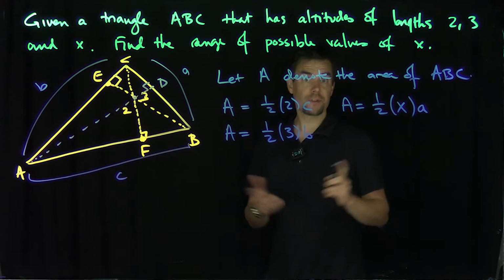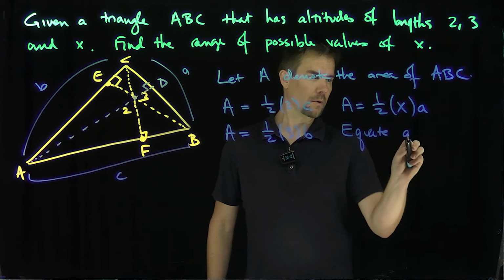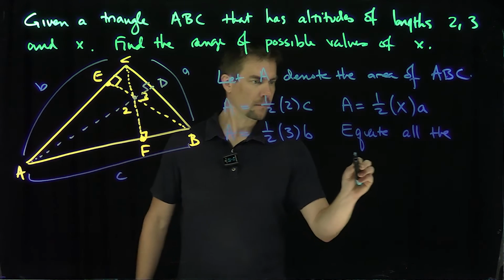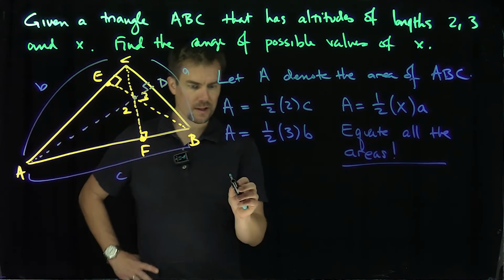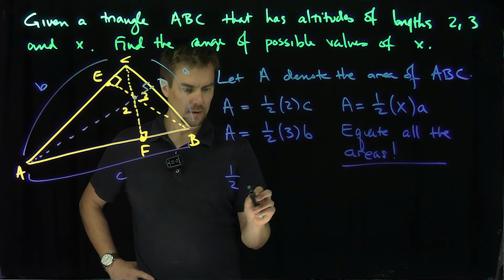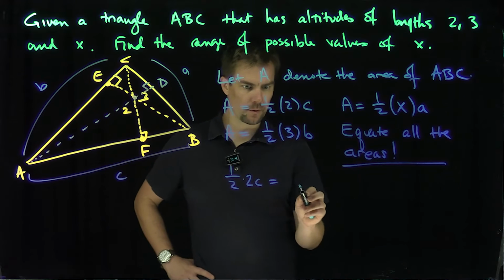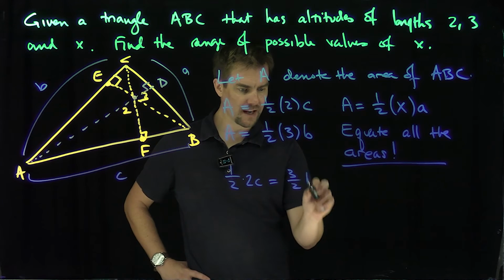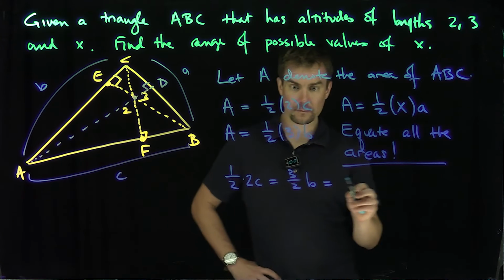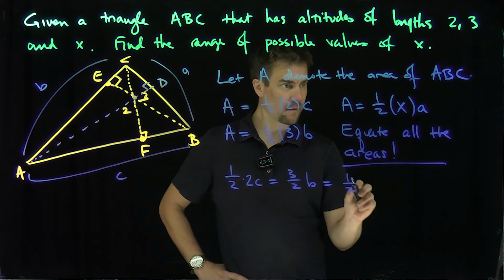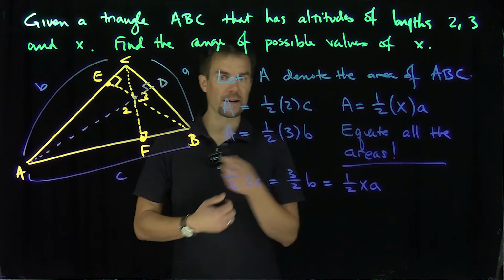Great. So now I have these three expressions. Let's equate all the areas. If we do that, we're going to get 1/2 times 2 times C is equal to 3/2 times B, which is equal to 1/2 times x times A. That's one thing we can say. I can also write this in terms of the area.